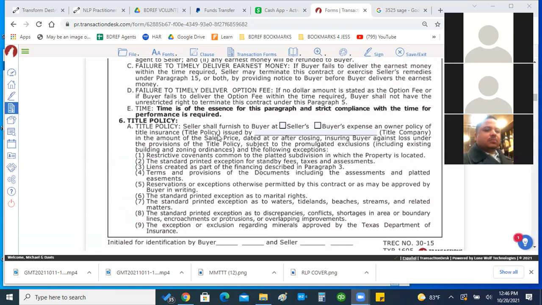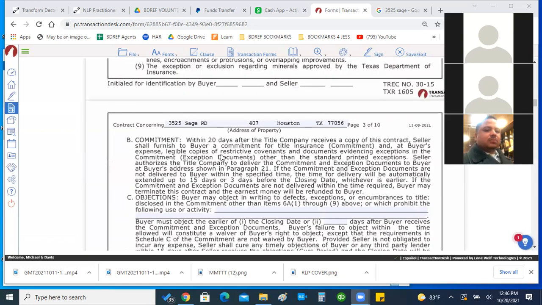So on here, you identify who's going to pay for the title policy. Is it going to be the seller? Then you would click the seller box. Or is it going to be the buyer? And then you click the buyer box. And you've got title company information.